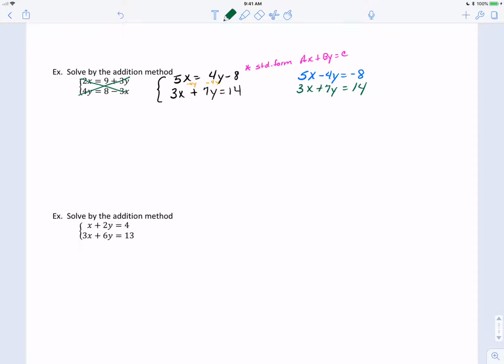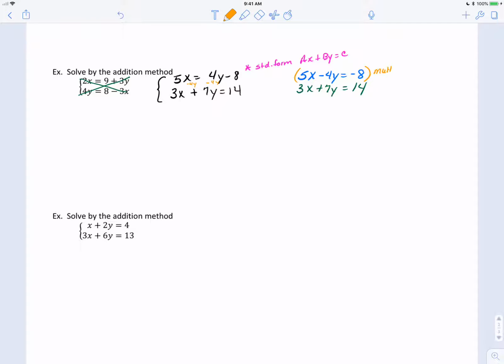Okay, well, we have a 5x and a 3x, and we have a negative 4y and a 7y. Well, we can either make both of our x's be, that common multiple would be 15, or we can make both of our y's be, that common multiple would be 28. So it doesn't matter which one we choose. We can do either one. So I might just work with the x's because then that just gives me a little bit lower numbers. So no rhyme or reason, just whichever one is easier.